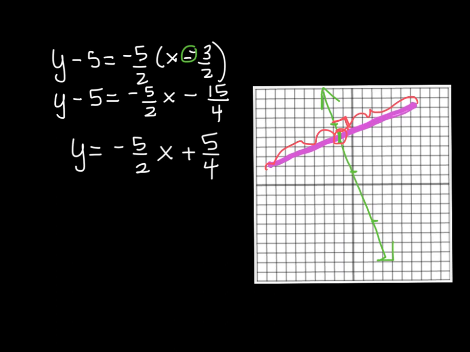How do I know they're perpendicular? Well, I know that from the slope. The green line has a negative 5 over 2 slope. The pink line has a positive 2 over 5 slope. Opposite reciprocals. That's it.